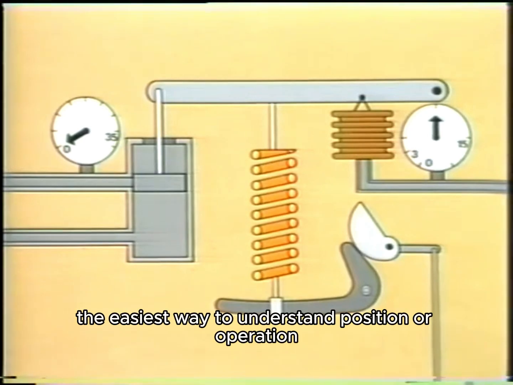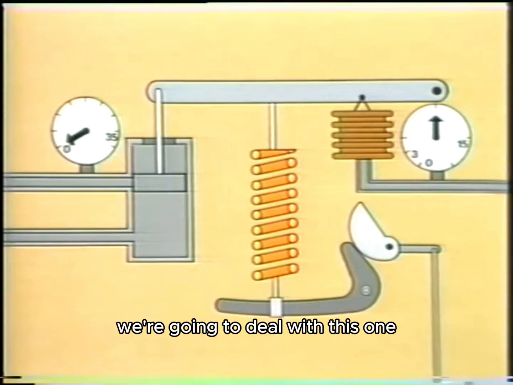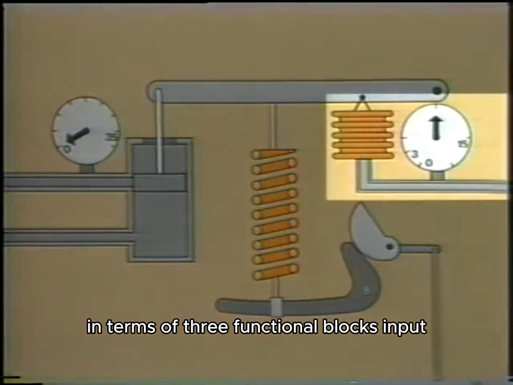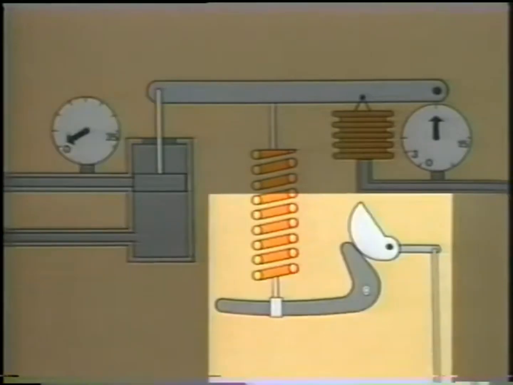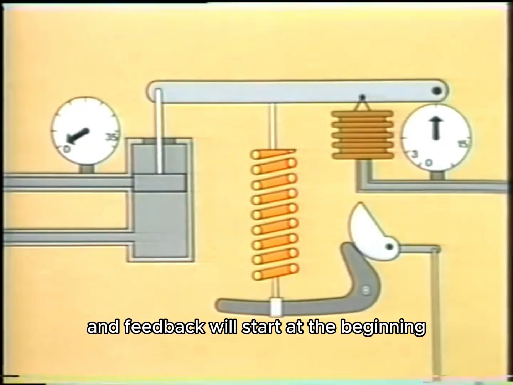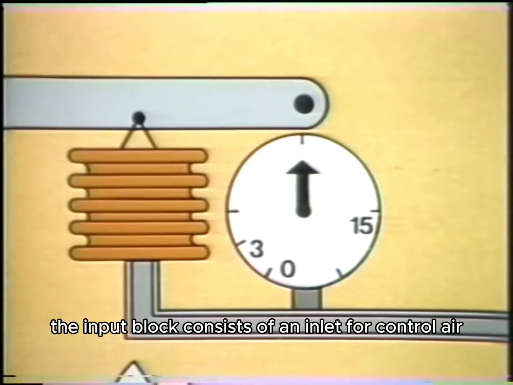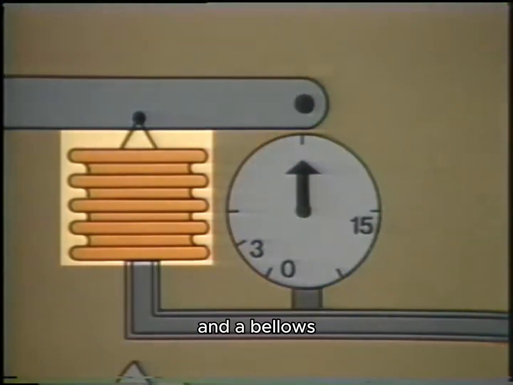The easiest way to understand positioner operation is to look at the device a piece at a time. We're going to deal with this one in terms of 3 functional blocks: input, output, and feedback. We'll start at the beginning, the input. In this version, the input block consists of an inlet for control air and a bellows.